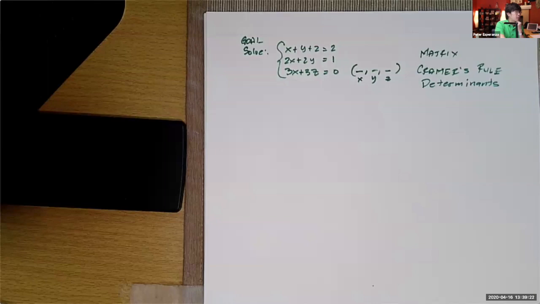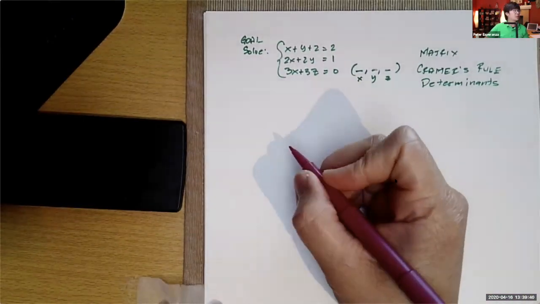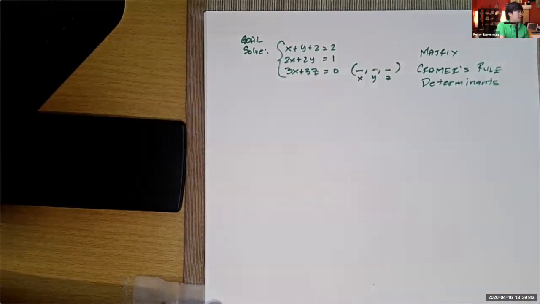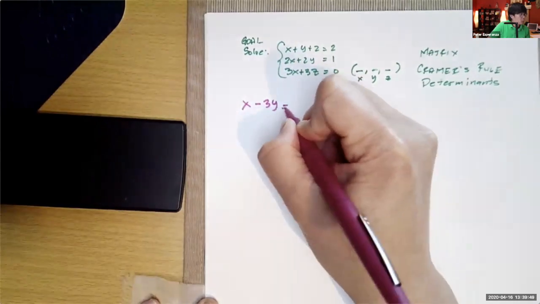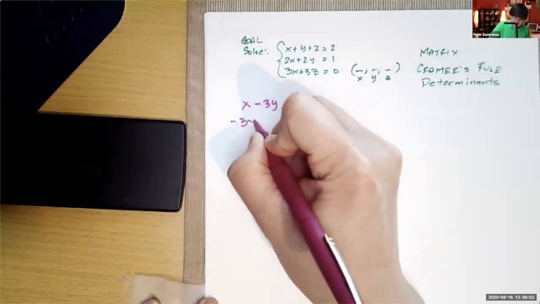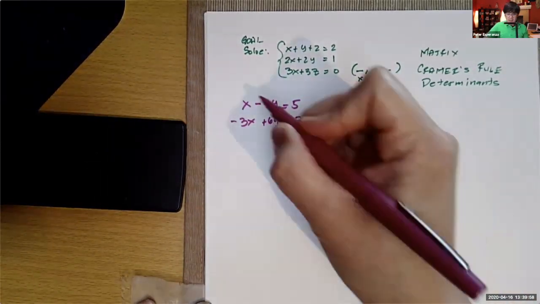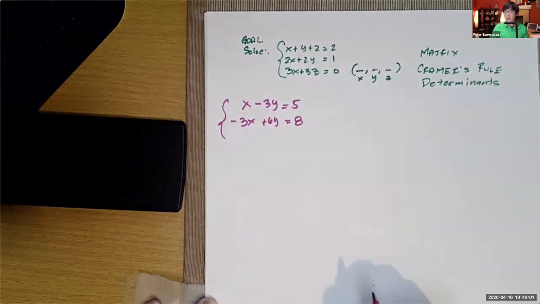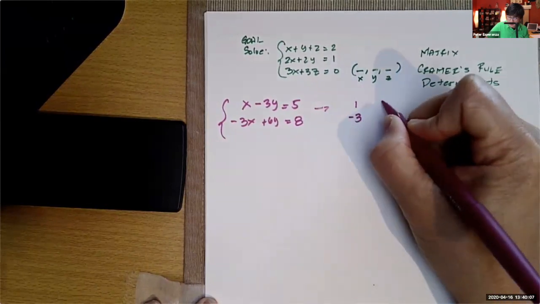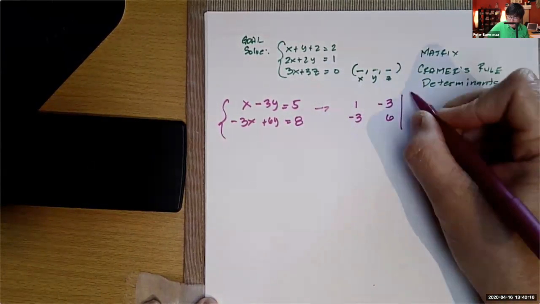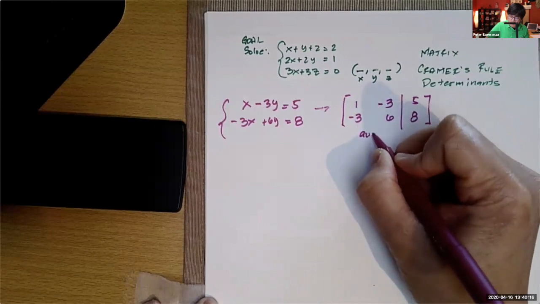And we're going to be using Cramer's rule. Cramer's rule uses determinants to find the values of x, y, z. For example, an easy problem: x minus 3y equals 5 and negative 3x plus 6y equals 8. So this is a linear system. If we change this into a matrix, it's going to look like this: 1, negative 3, negative 3, 6, 5, and 8. So this is now our augmented matrix.